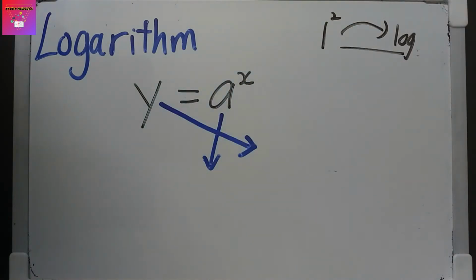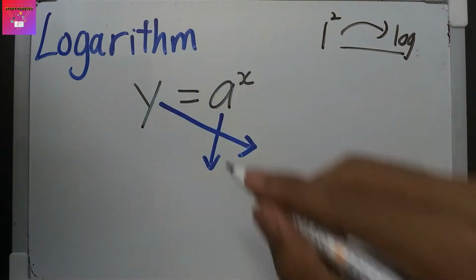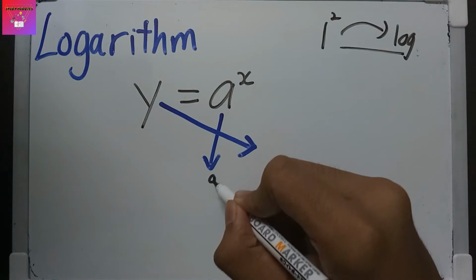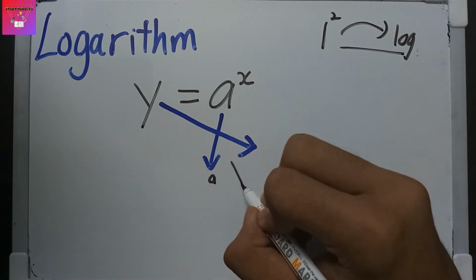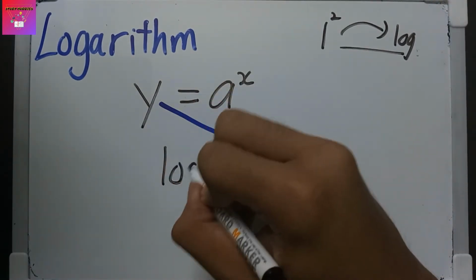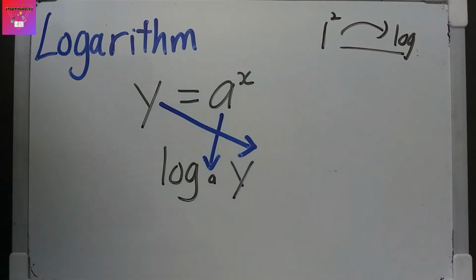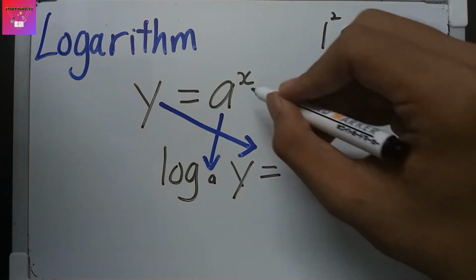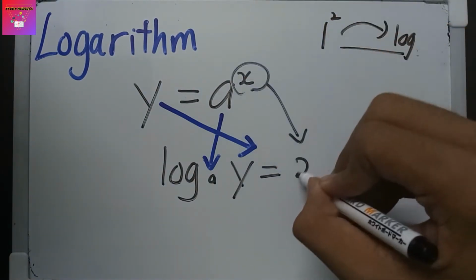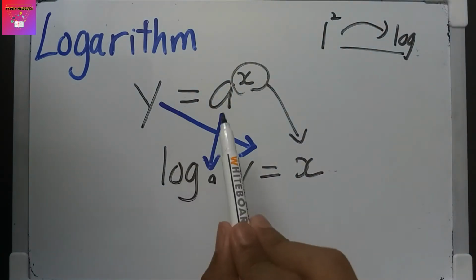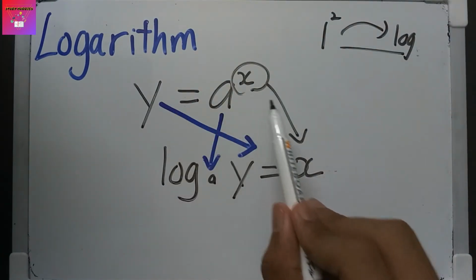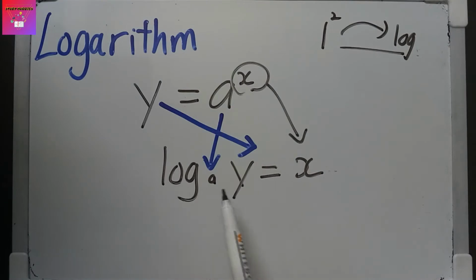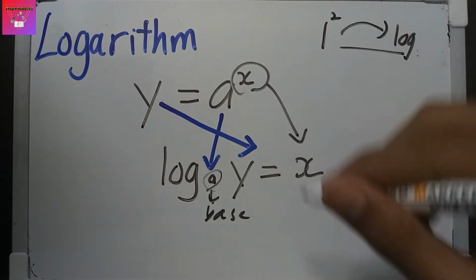Once you have pulled it like that, just write it down again. So a, write it a bit small, and y, write it in a big way, and then equals to x. So y equals a to the power of x is the same as log a y equals x. This a is actually the base.